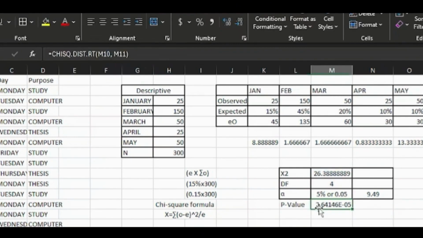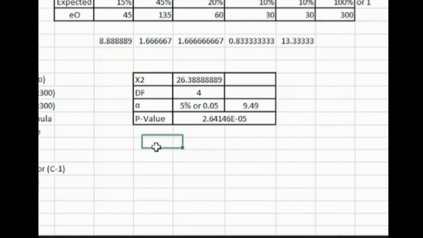How do we make a conclusion? If the chi-square result is less than the critical value, we will not reject the null hypothesis. If the chi-square is greater than the critical value, then we will reject the null hypothesis. Since our chi-square is greater than the critical value, then we will reject the null.